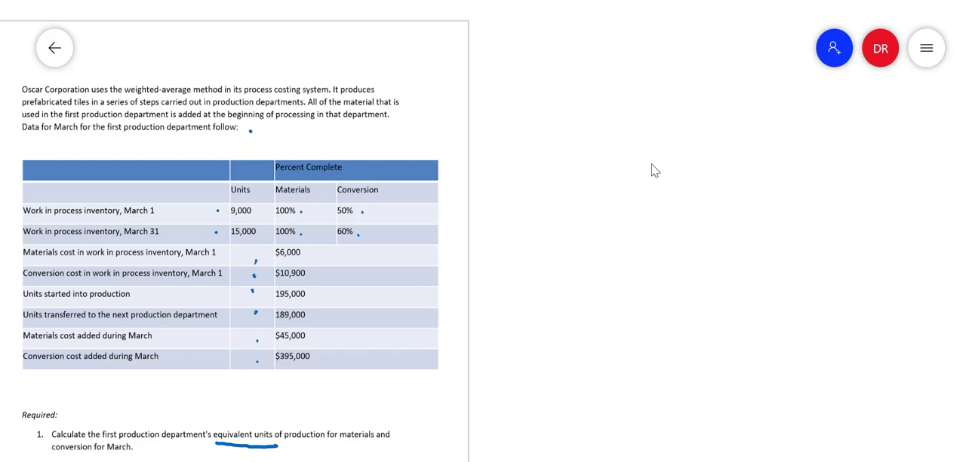So we're going to start by, over here, creating 2 columns, one for materials. I'm going to abbreviate it, materials, and the other one for conversion. I'm also going to abbreviate that. So we're going to begin by saying, okay, the calculation for equivalent units is going to be units completed and transferred plus ending work in process.